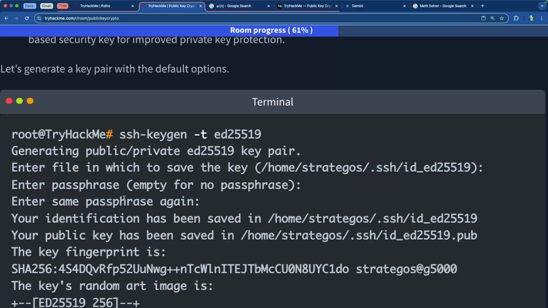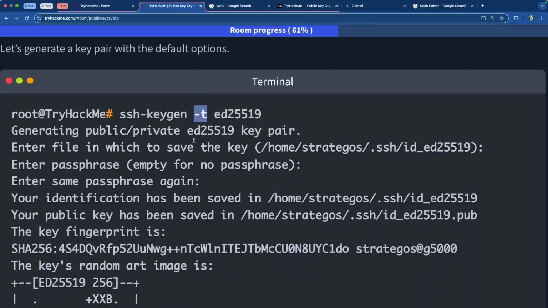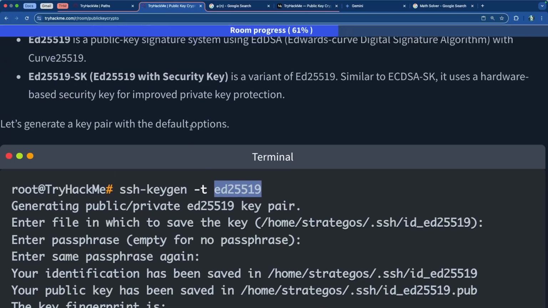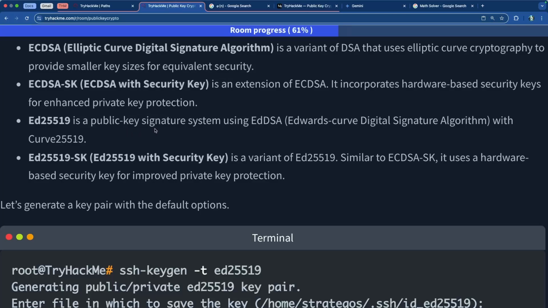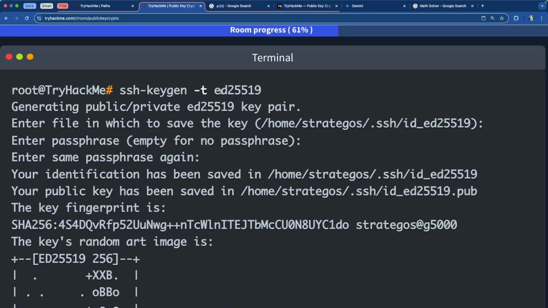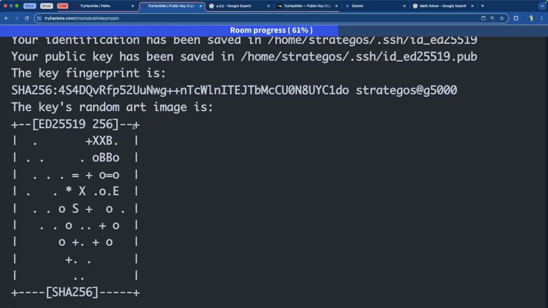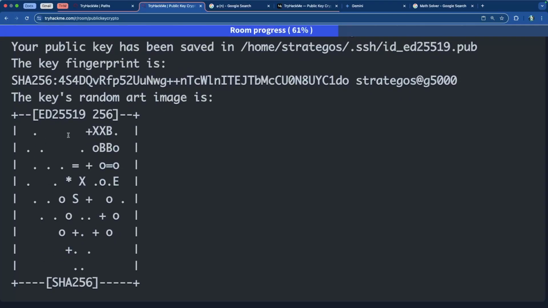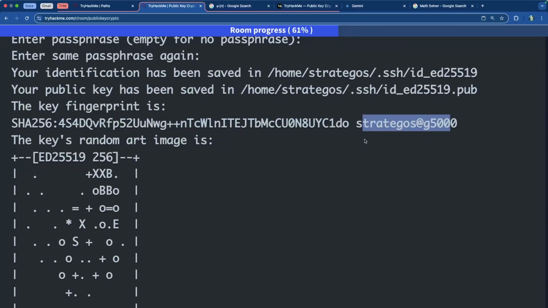So now we're going to generate the key pair with some default options. ssh-keygen -t is the option that you can use to actually choose the algorithm itself. And then ED25519 is what we're using over here for that key signature system. So ssh-keygen and then ed25519, and then it's going to create it. The key's randomart image is this thing. The SHA value for this is this, and it's used for this specific user.